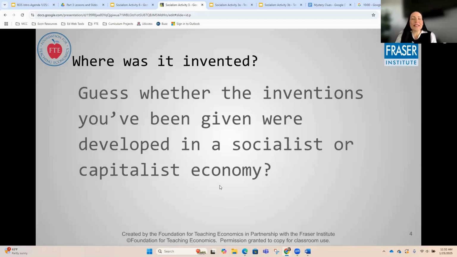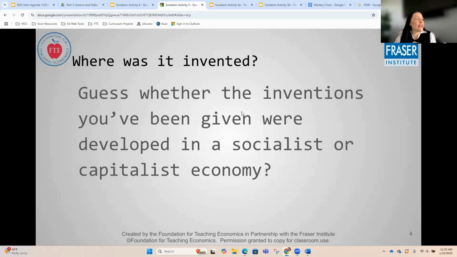So what we're going to do is take an activity. We're going to put you into groups, and I want you to guess where the product was invented. Guess whether the inventions you've been given were developed in a socialist economy or a capitalist, market-driven economy.